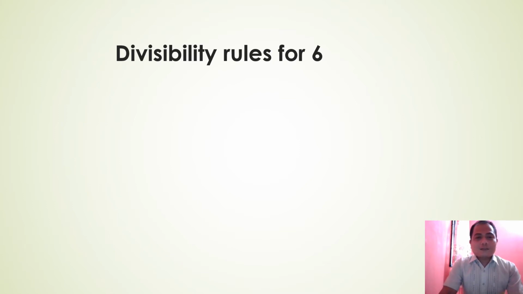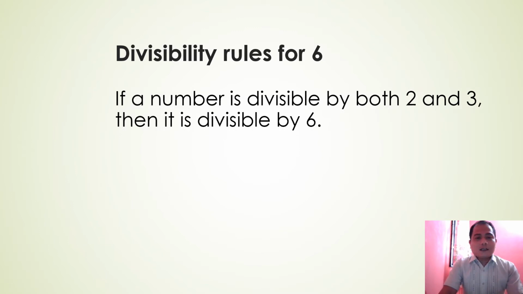Okay, this time let's proceed to the divisibility rule for 6. If a number is divisible by both 2 and 3, then it is divisible by 6. So since we already know the rule for 2 and 3, if the given number is divisible by both 2 and 3, therefore it is also divisible by 6.